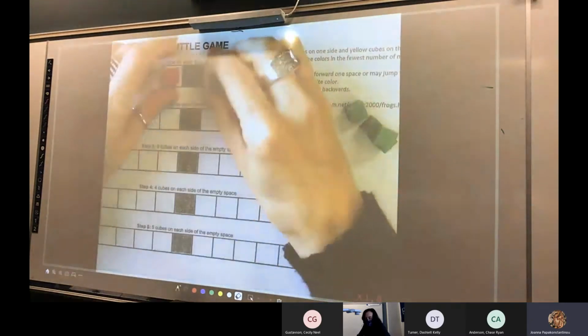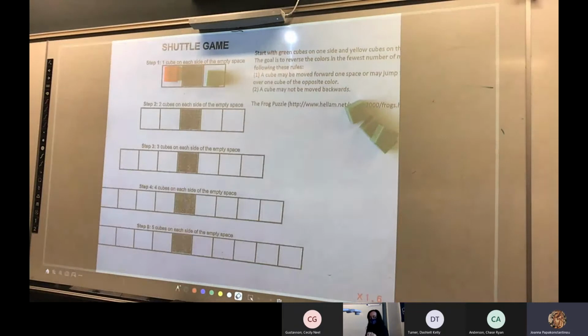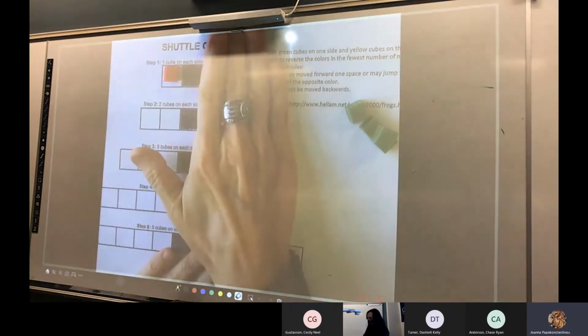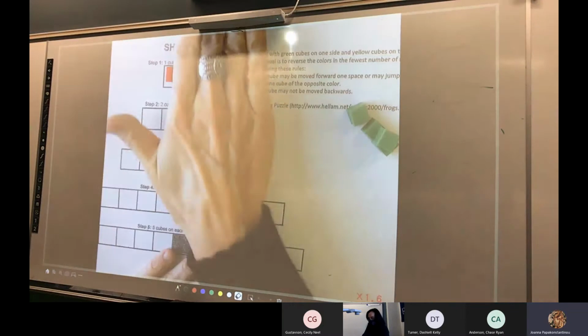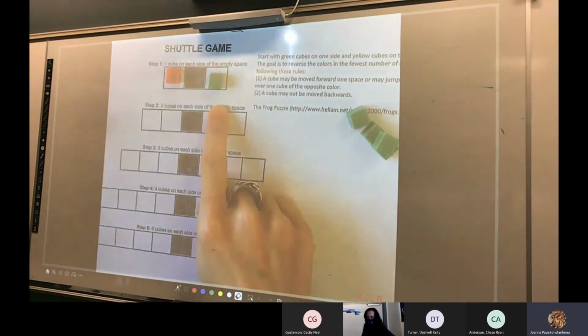Now, the point of the game is to have whatever's on this side move over here, and whatever's on this side of the blank one move over here, whether it's the cubes or the frogs. Okay?